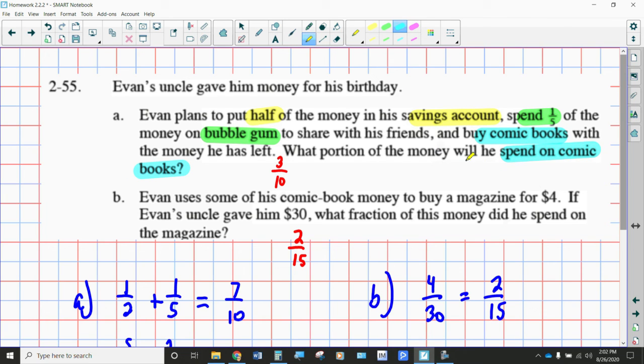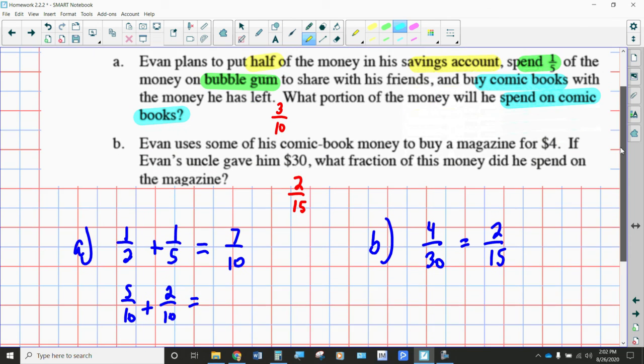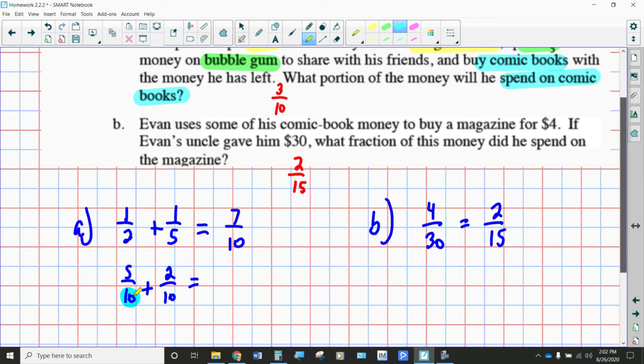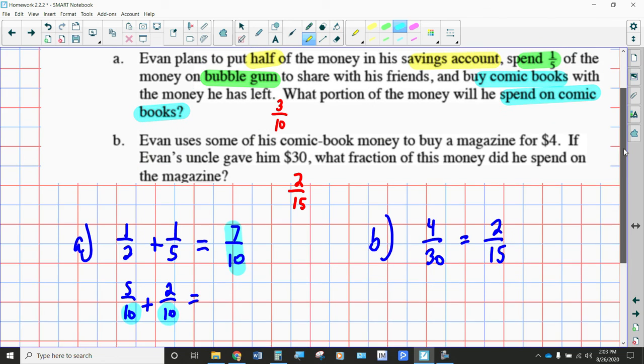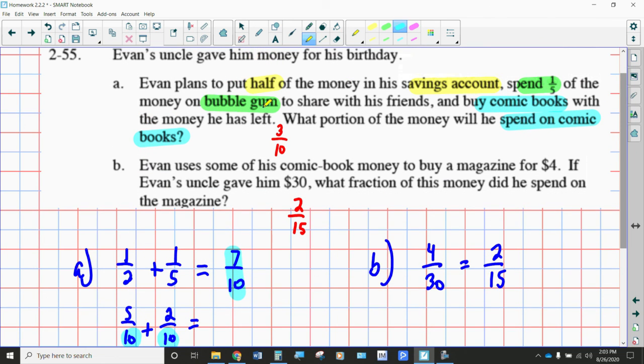Okay, so what we have to do is add these fractions together. So 1/2 plus 1/5, you want to find a common denominator, which would be 10. And so that means that 7/10 of his money is going to be either put into savings or spent on bubble gum, which means the remainder of it would be spent on comic books. So you have to take 1 minus 7/10, or 10/10 minus 7/10 equals 3/10.